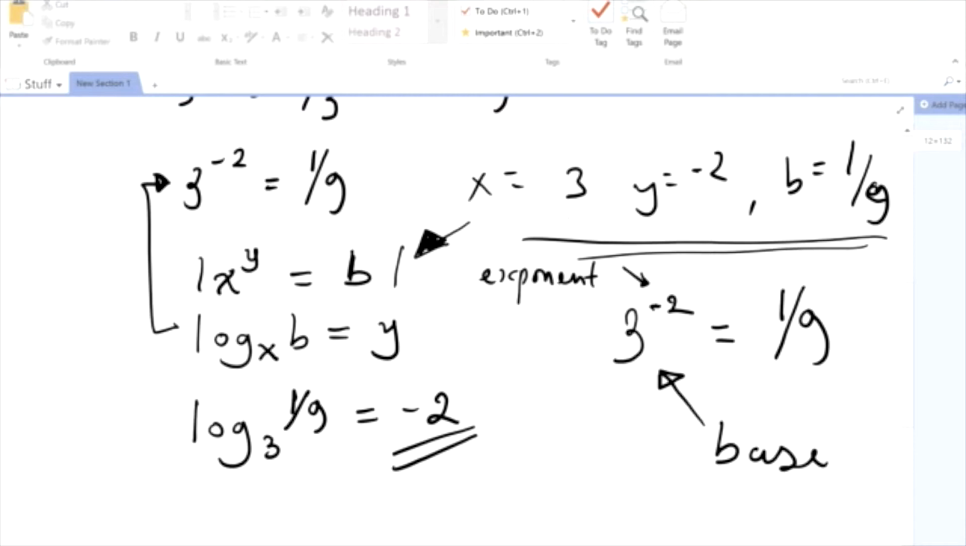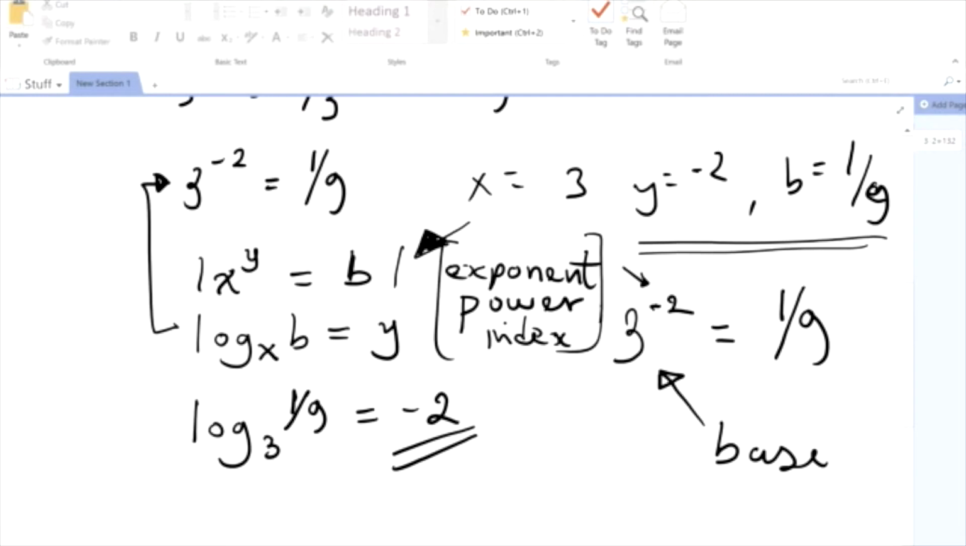Let me spell that correctly. We call it the exponent, or in some cases we call it power. So 3 to the power negative 2, we call it exponent. Some people call it the index. Different names for this, but in other words, this is what we're raising some base to the power.